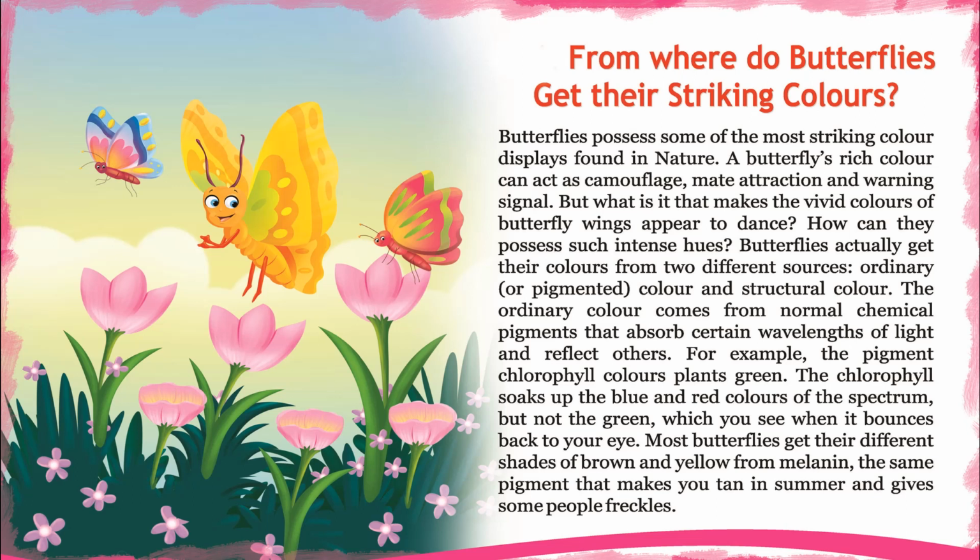Most butterflies get their different shades of brown and yellow from melanin, the same pigment that makes you tan in summer and gives some people freckles.